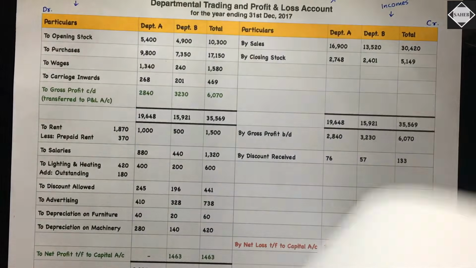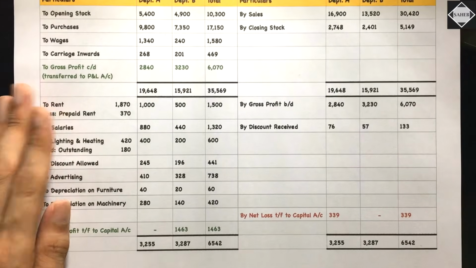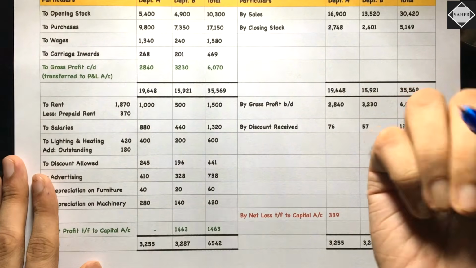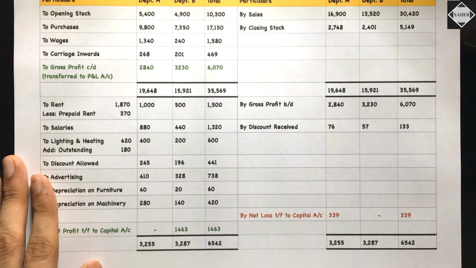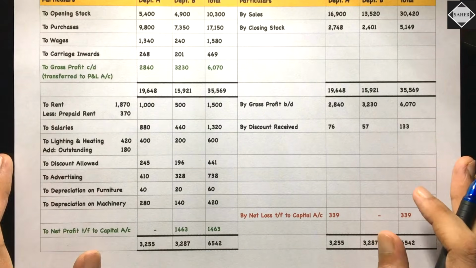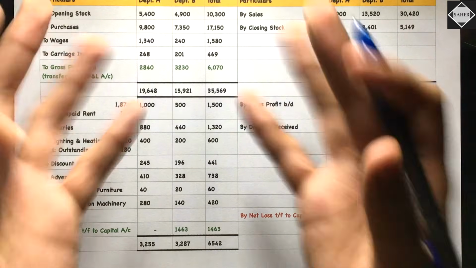This is how you have to do it. Really simple and straightforward. You understood, right? Prepaid rent always subtract, outstanding always add, and then prepaid rent will become current asset in balance sheet, outstanding will become current liability in balance sheet. Okay, fine. And then the basis and everything is really simple. Just see the relation, how it is connected.